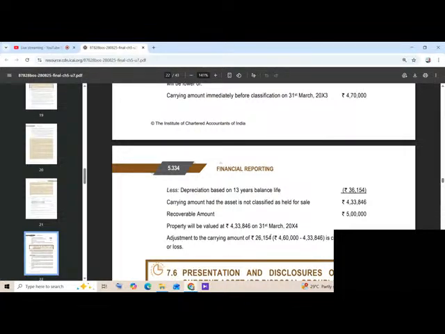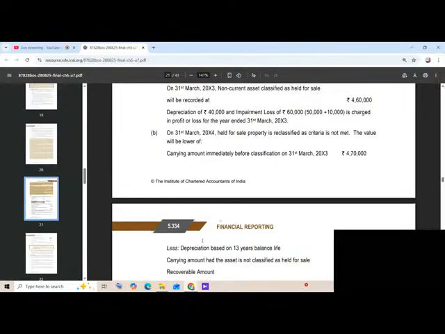Adjustment to the carrying amount, 26,154, is charged to the profit or loss.